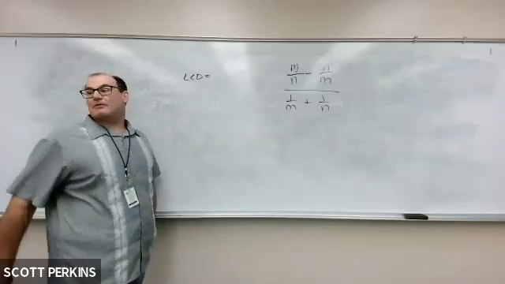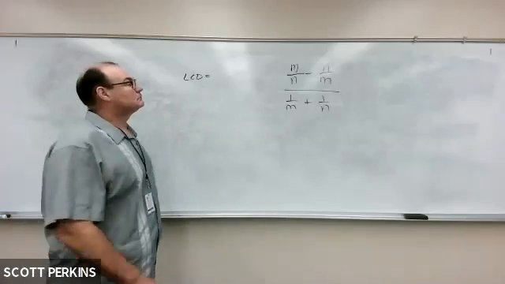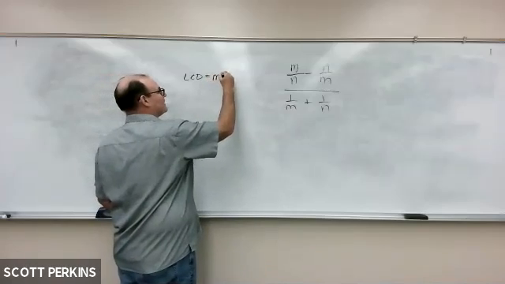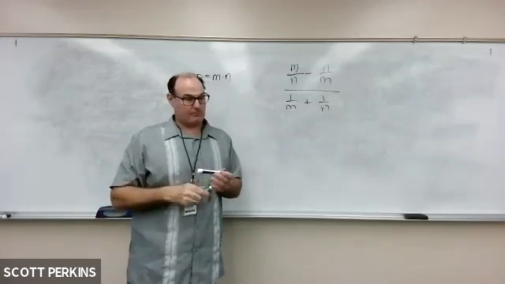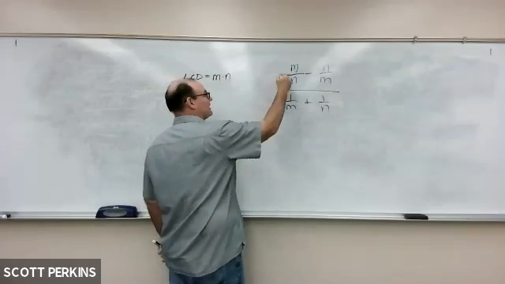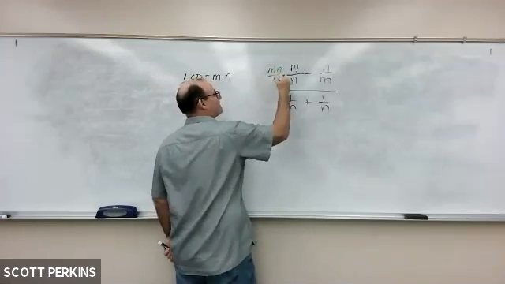What's the common denominator of these fractions right here? One each, m and n. So I'm going to start writing it down, but if you're working it, keep working it. We're going to multiply each of these by m and n.